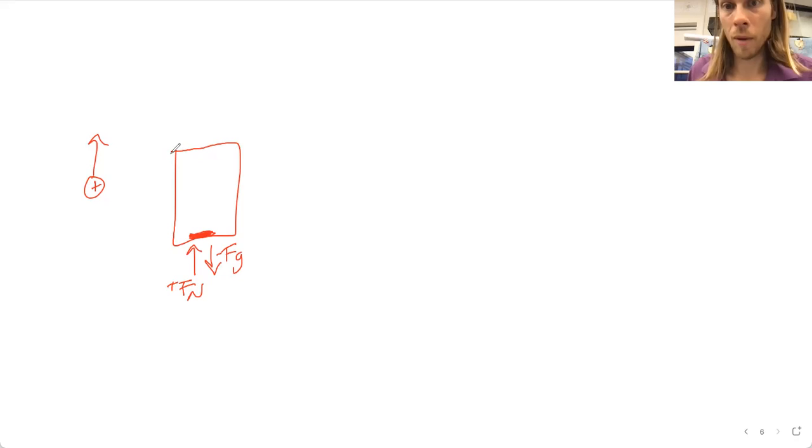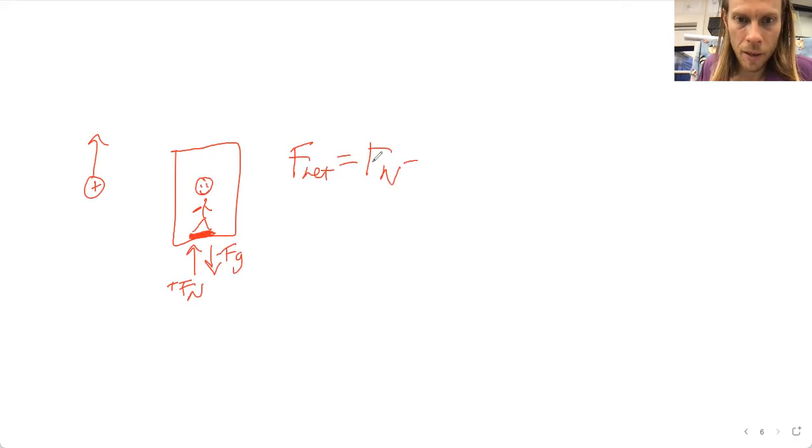I like writing those to remind myself that they're positive and negative. You don't have to, but I like that. I know if you don't write negative, it's implied as positive, but this, remember, means something. It means up. So I like writing positive. Positive is up, positive is up. Anyway, so F net on this individual will be F normal minus mg no matter what.